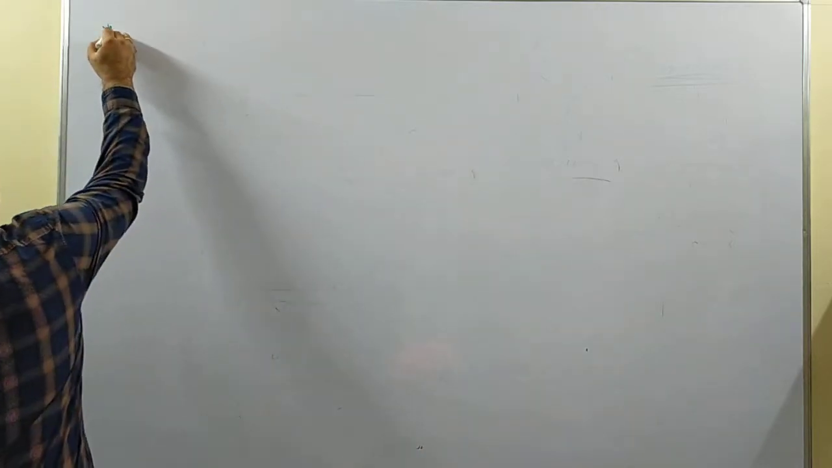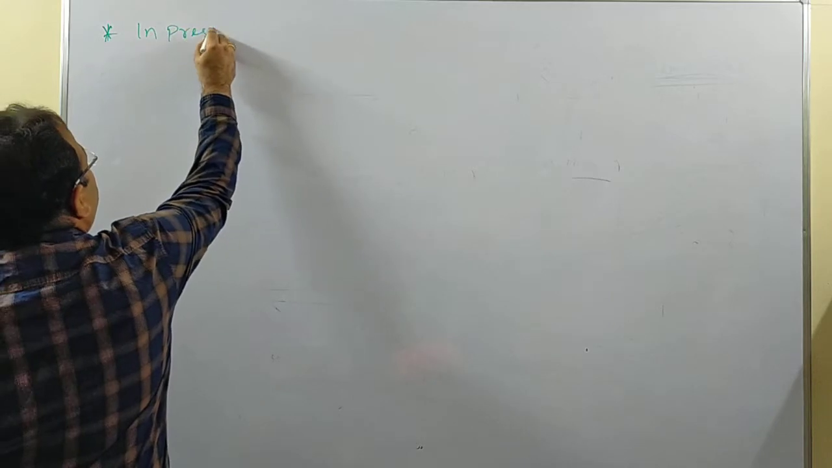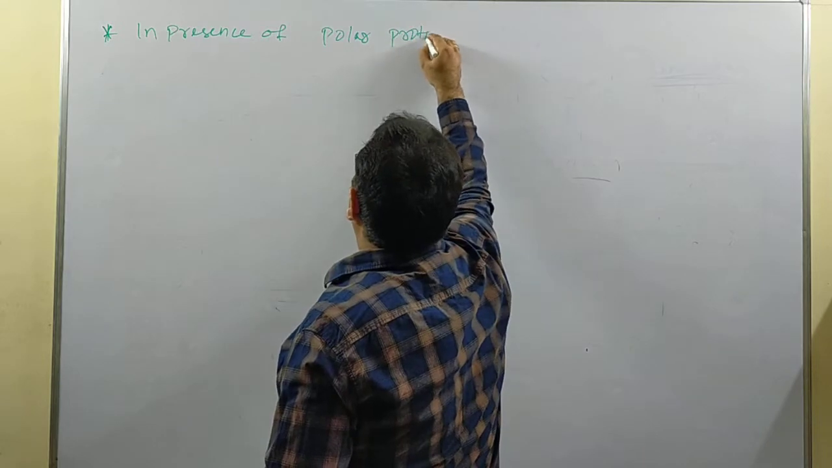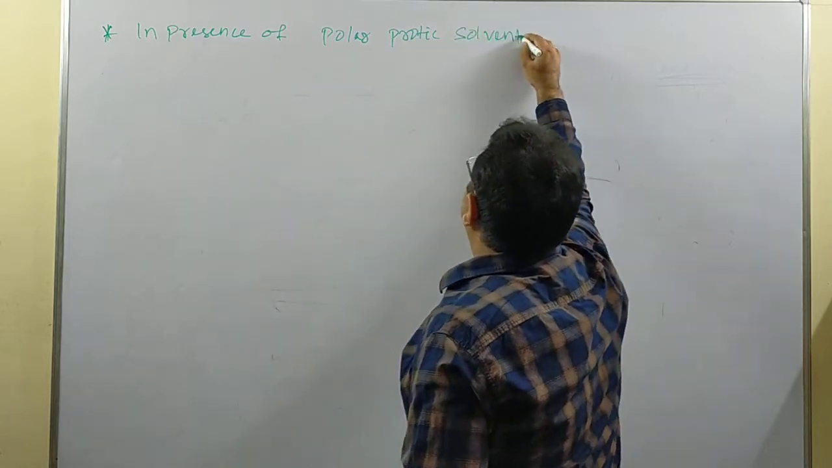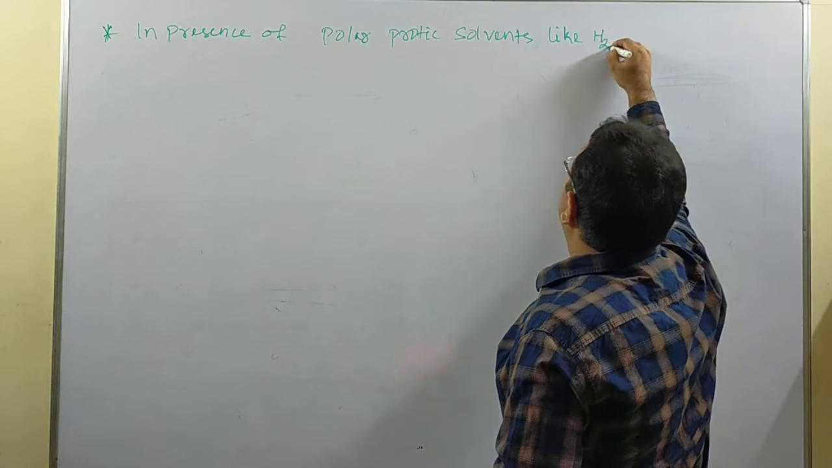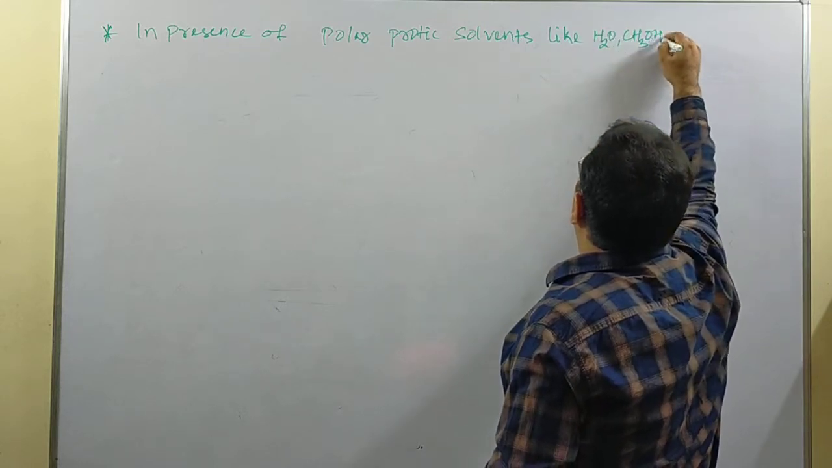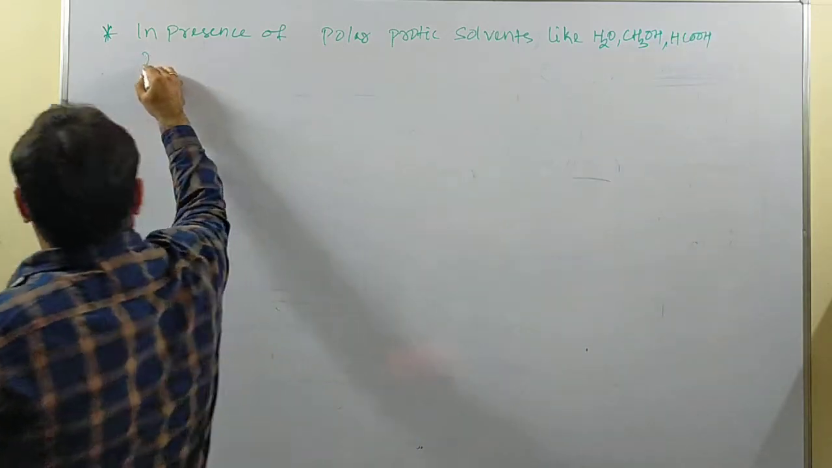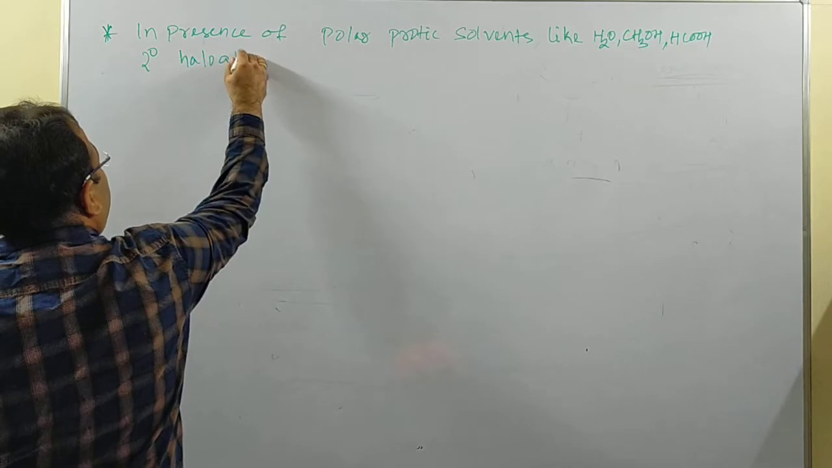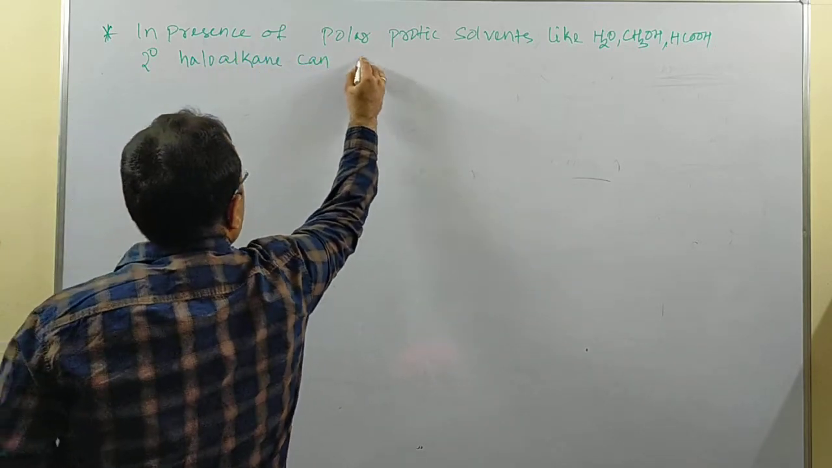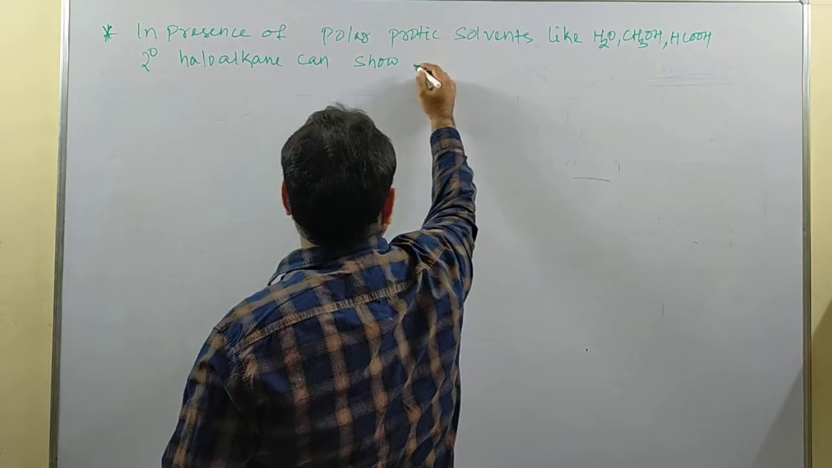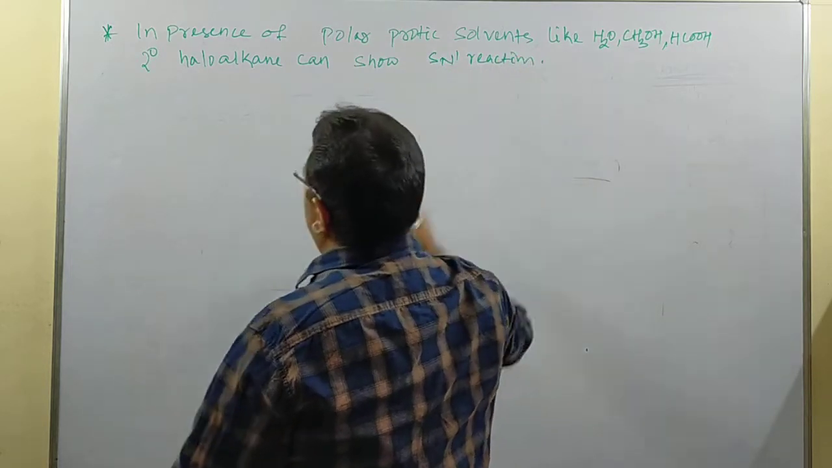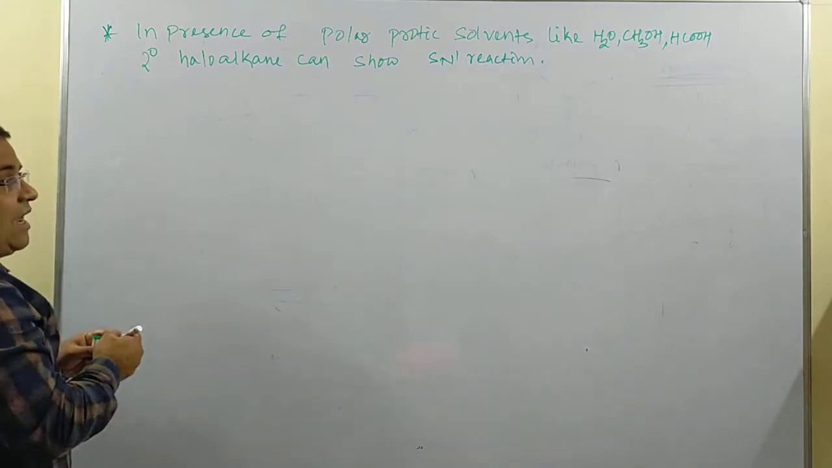So we can say, in the presence of polar protic solvents like water, methanol, formic acid, a 2 degree haloalkane can show SN1 reaction. So now I will take one 2 degree haloalkane which is a chiral one.